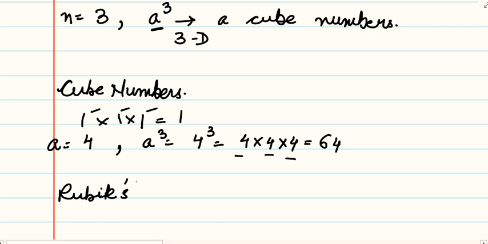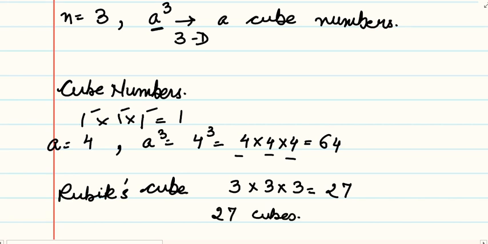Rubik's cube is also a cube having, if you have seen it carefully, a side of 3. So 3 into 3 into 3 comes out to be how much? Equal to 27. So we can say that there were how many cubes there? 27 cubes were there, of how much unit? 1 unit each.